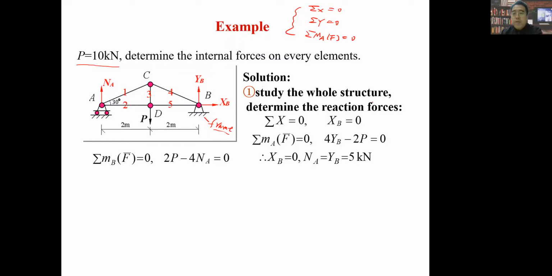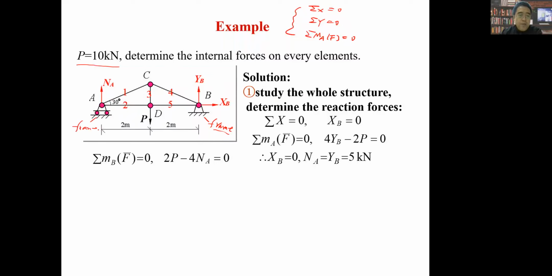That's the first process: study the whole structure. It means we select the whole structure to be the object of study. Then we should remove all the constraints between the structure and the frame. Here is the frame, here is also the frame.